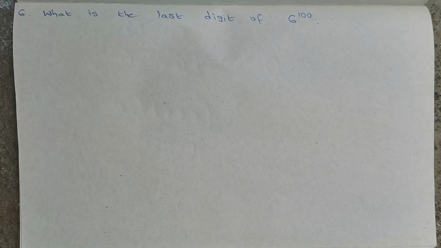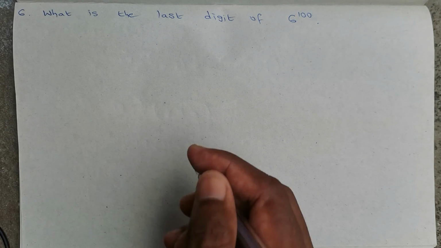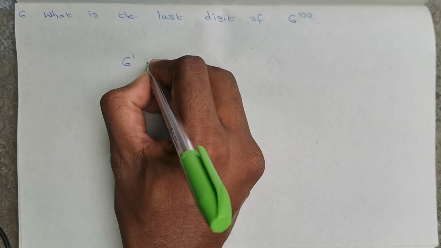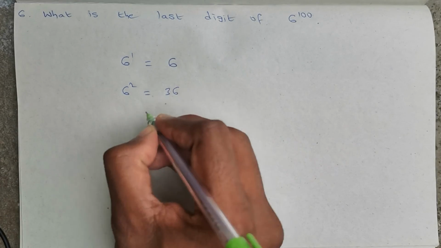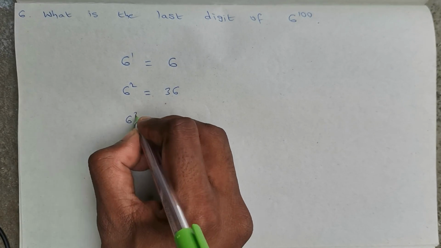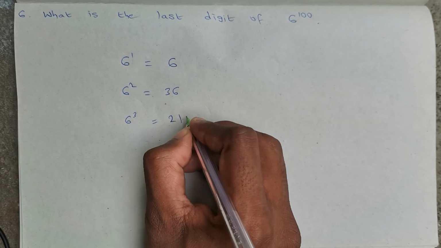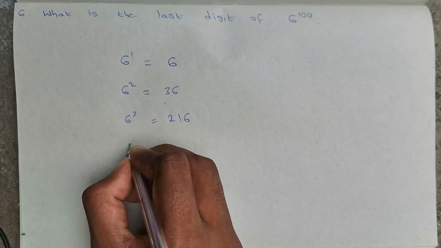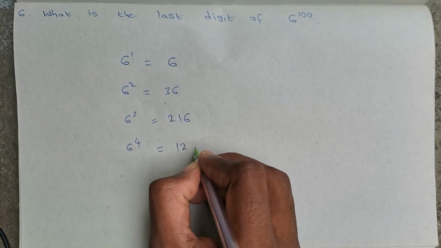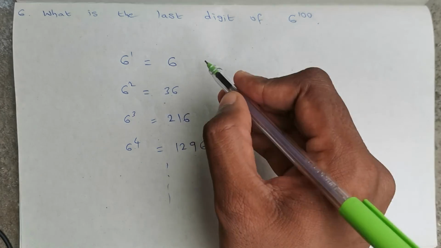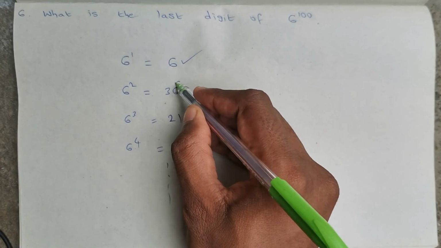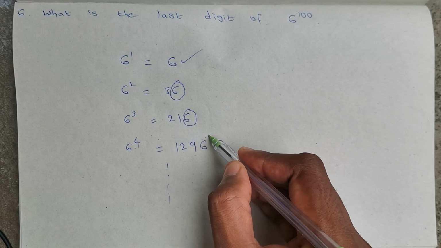Okay, next question is, what is the last digit of 6 power 100? So 6 power 1 is equal to 6. 6 power 2 is equal to 36. 6 power 3 is equal to 216. And 6 power 4 is equal to 1296, and so on. Now if we observe the last digits, because he is asking only about the last digit, so here the last digit is 6, here last digit is 6, last digit is 6, last digit is 6.